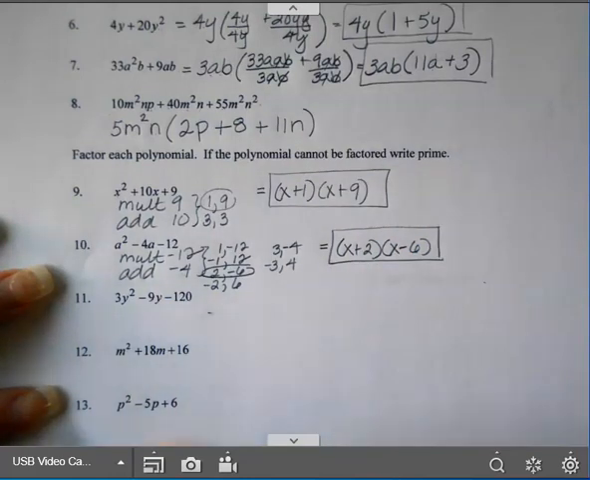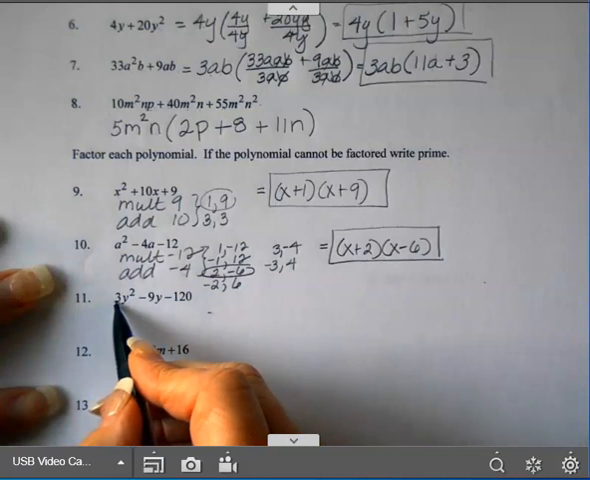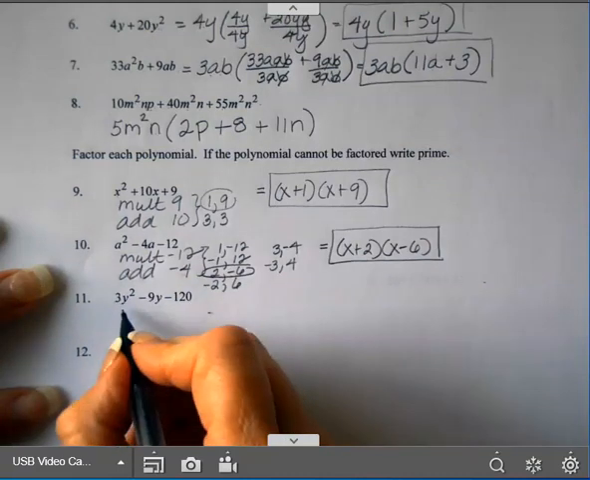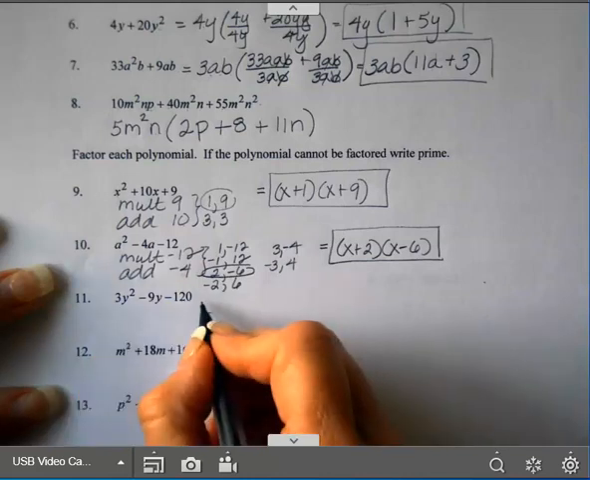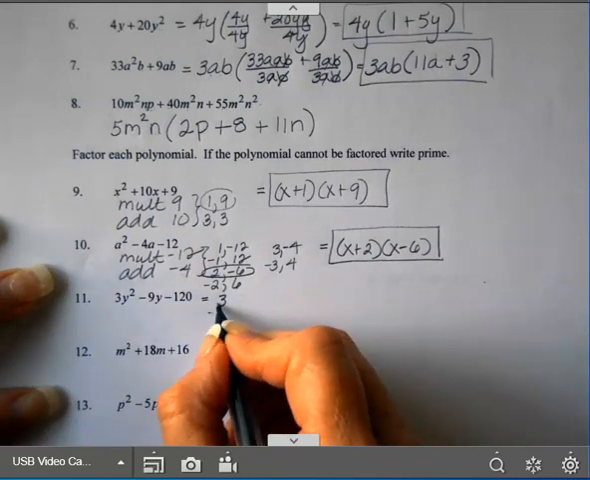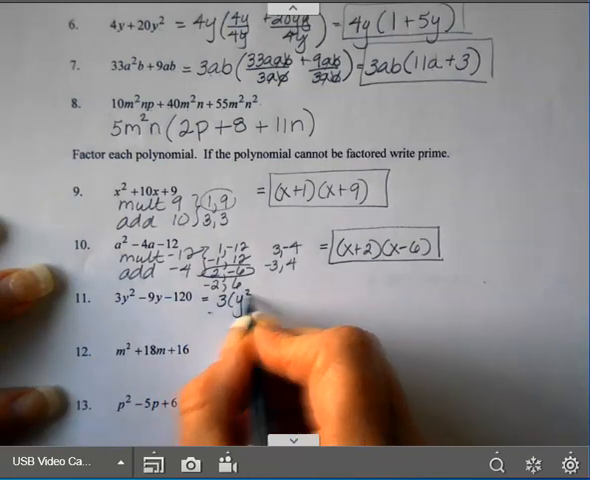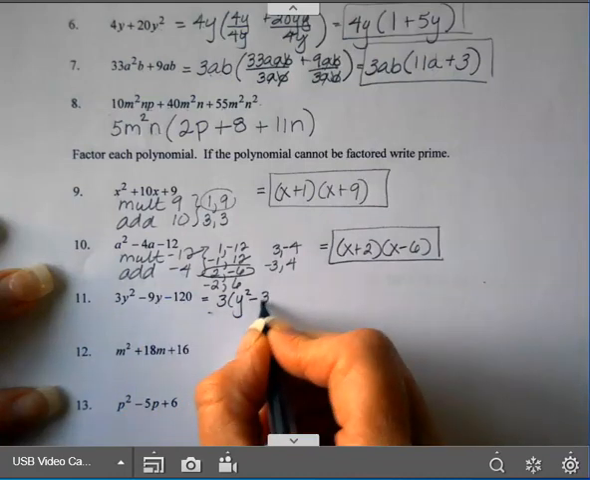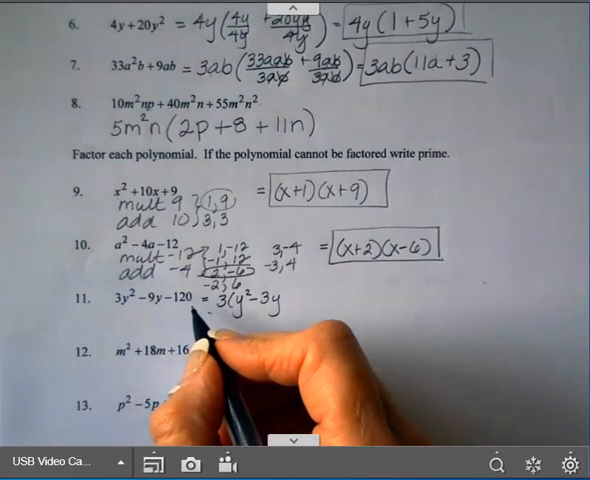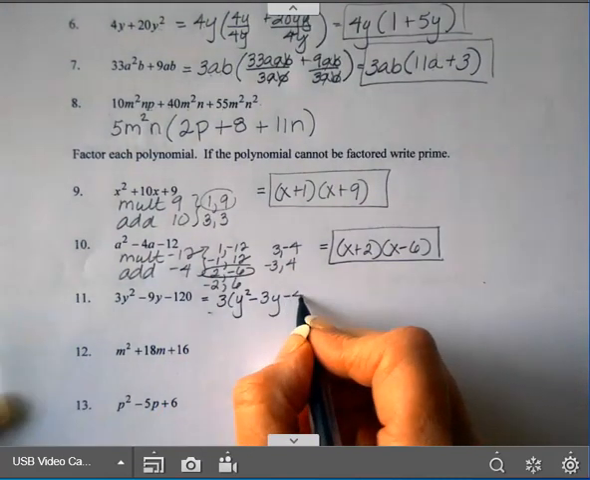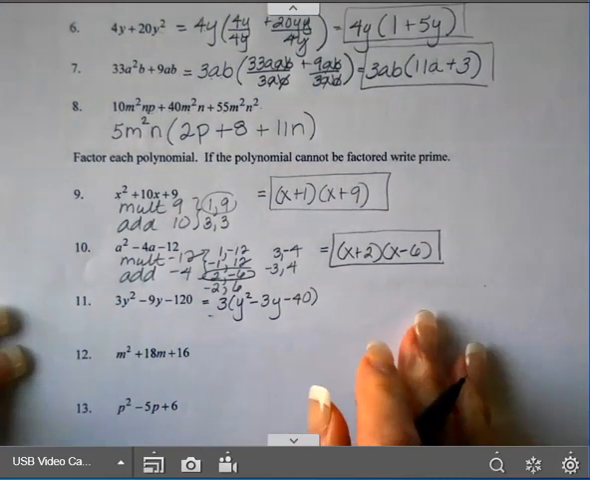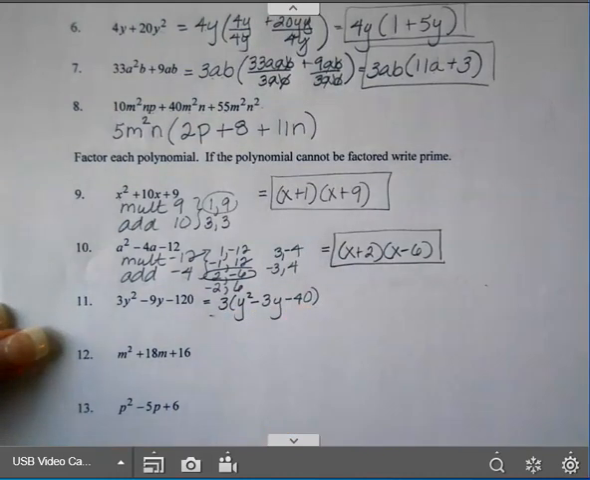On the next one, notice the leading coefficient is not 1. However, I can factor out a 3 from all of this. So when I do that, this is going to equal 3y squared, divide that by 3, so minus 3y. And then when I take 120 and I divide by 3, that gives me negative 40. So I'm actually just factoring what's in the parentheses.